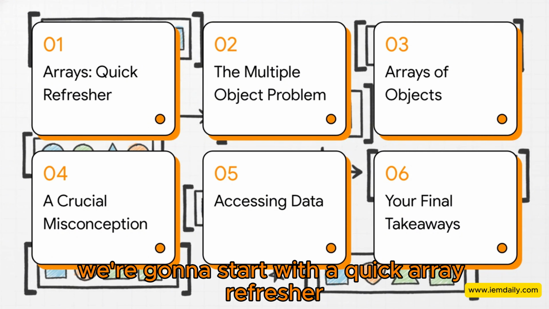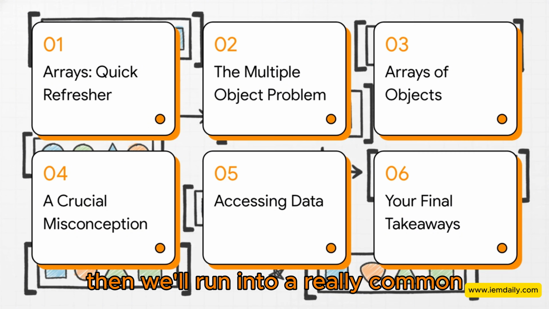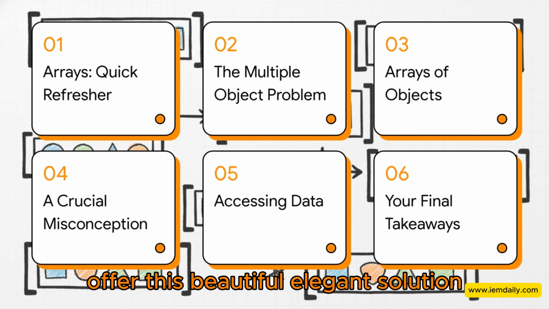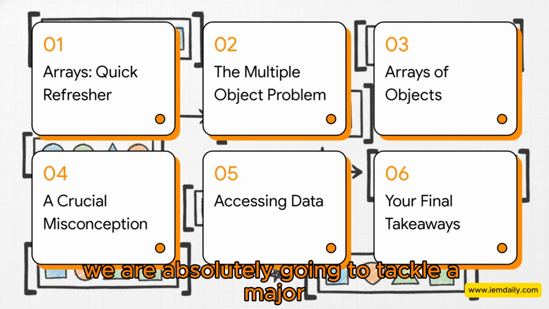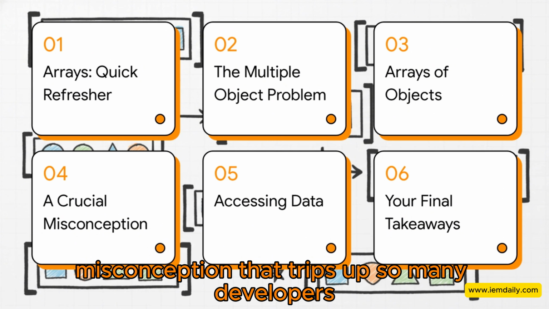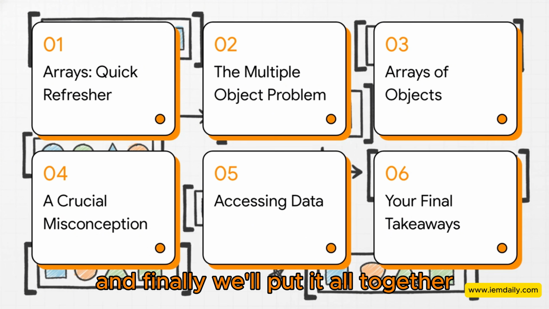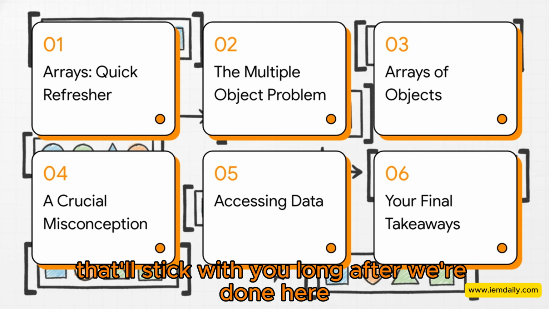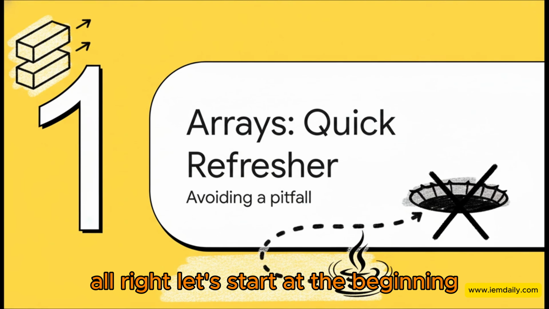We're going to start with a quick array refresher, just to get warmed up. Then we'll run into a really common coding problem and see how arrays of objects offer this beautiful, elegant solution. We are absolutely going to tackle a major misconception that trips up so many developers. And finally, we'll put it all together and wrap up with the key takeaways that'll stick with you long after we're done here. All right, let's start at the beginning.